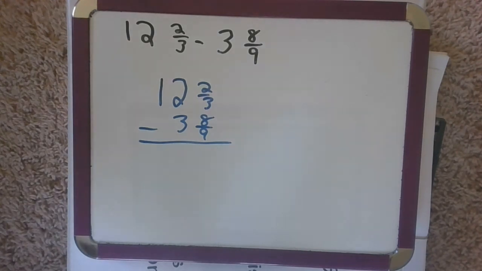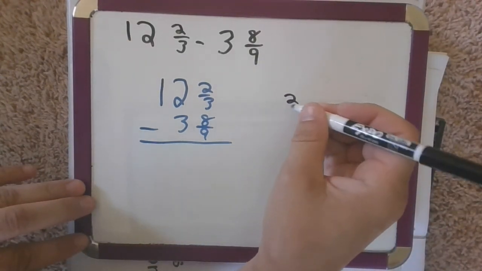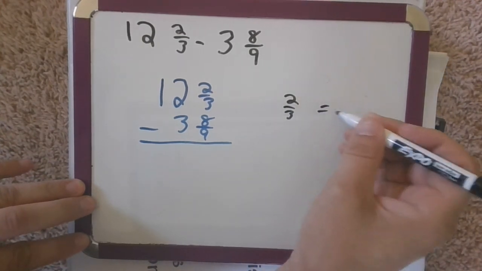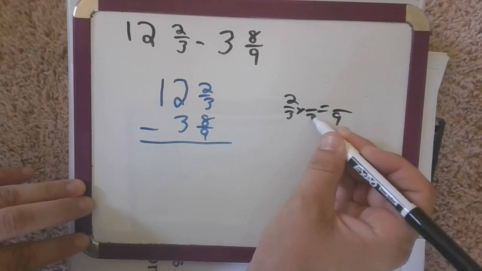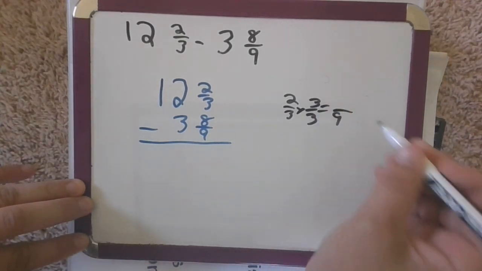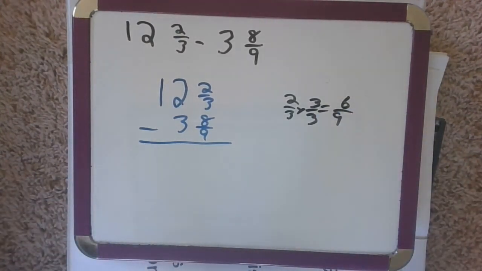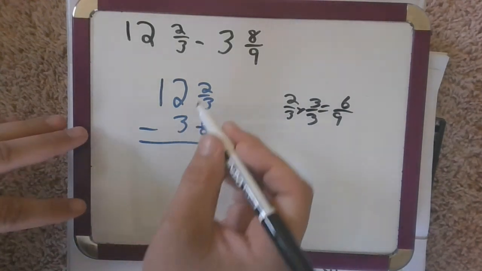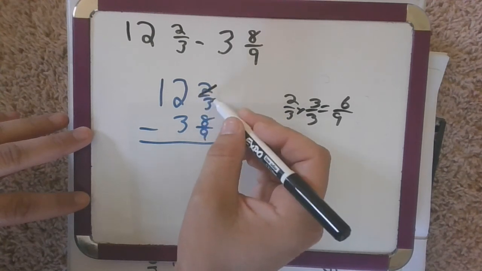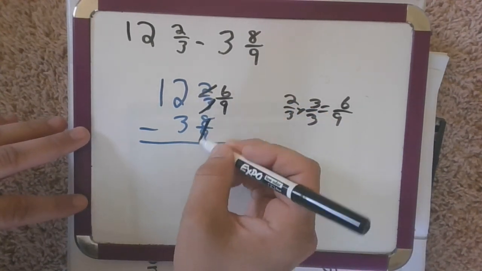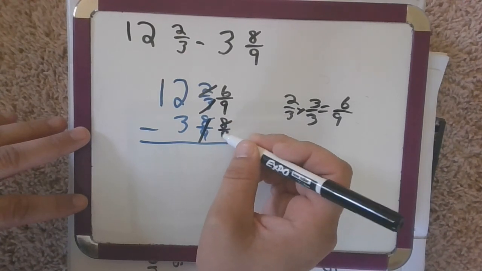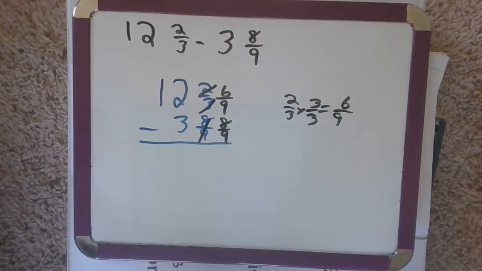So over here on the side, I'm just going to turn my 2/3 into ninths. Okay, to get my thirds into ninths, I need to multiply by 3. So doing that on top makes 6/9. So instead of it being 12 and 2/3, what I really want this to be is 6/9. So I'm going to move this over just so that they're on top of each other still. So I'm doing 12 and 6/9 minus 3 and 8/9.